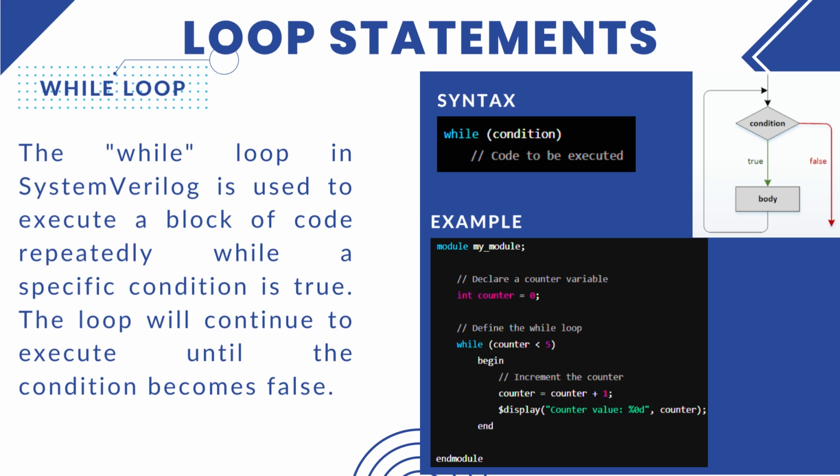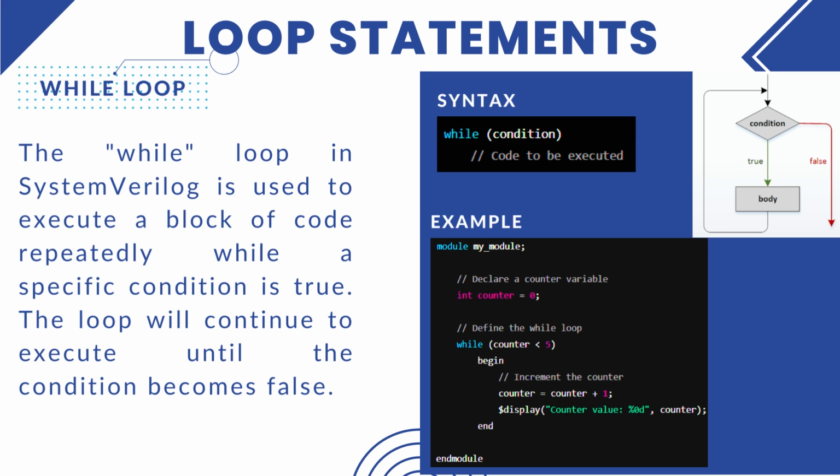Let's break this down. The keyword while is followed by a condition in parentheses. This condition is checked before each iteration of the loop to determine whether the loop should continue or terminate. The block of code to be executed is placed immediately after the condition within curly braces. Here is an example of how this loop might look in practice. In this example, the loop will execute as long as the condition counter 5 is true. The loop will continue to execute until the condition becomes false, at which point it will terminate.